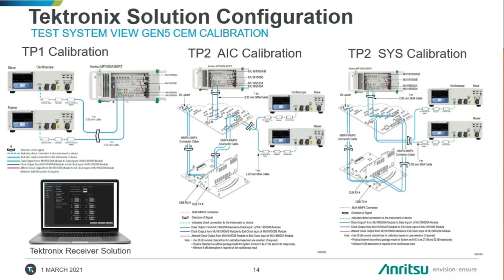Next we move to the full channel connection. So this is TP2. We've got a diagram for add-in card and system. Same equipment. You can see the Anritsu BERT, the Tektronix scope. Now we have this channel in between, some additional cabling. So this is where we're looking at that eye diagram and trying to tune the signal to be 15 millivolts and 0.3 UI. A lot of complexity here, but this can be managed with the Tektronix receiver application.